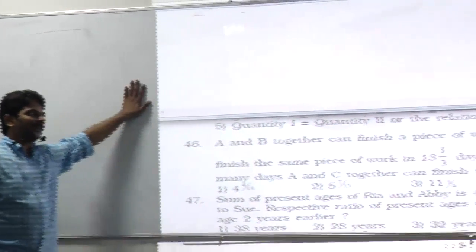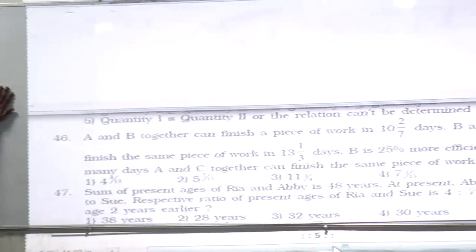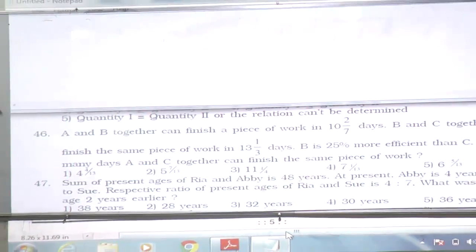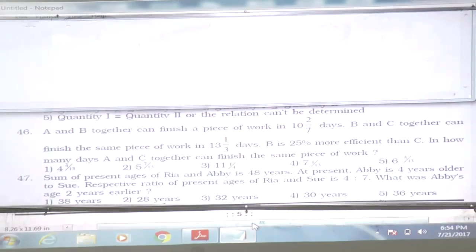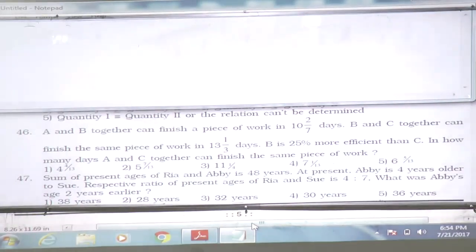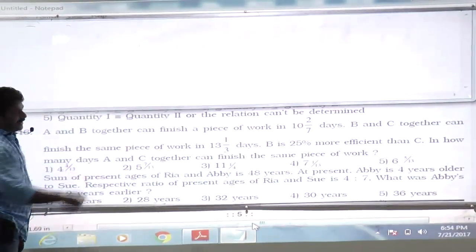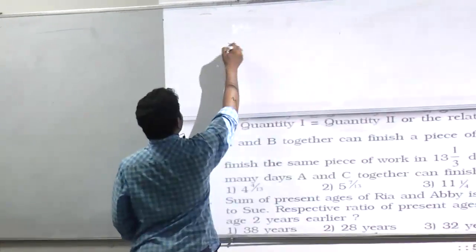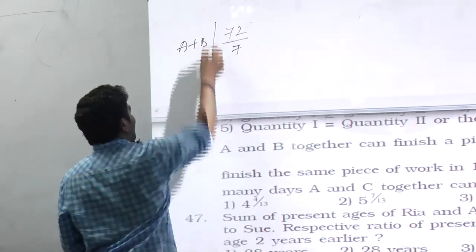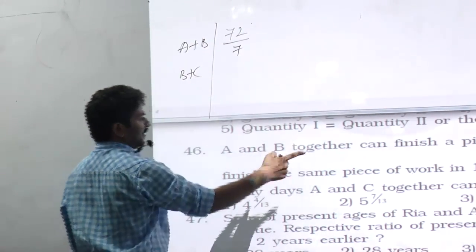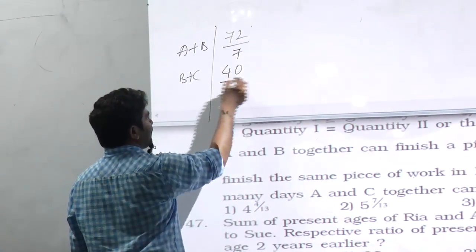46. A and B together can finish a piece of work in 10 2/7 days. B and C can do it in 13 1/3. B is 25% more efficient than C. In how many days can A and C together finish the piece of work? Right. Now A and B together can do it in 10 2/7, which is 72/7. This is A and B. And B and C can do it in 13 1/3, which is 40/3.